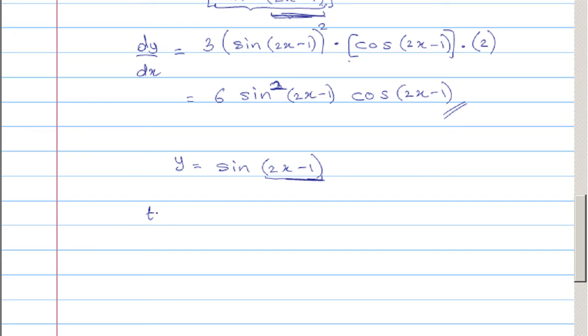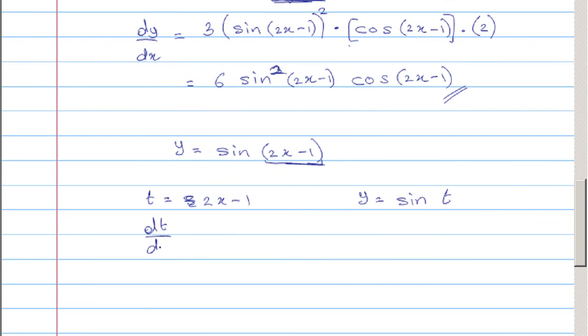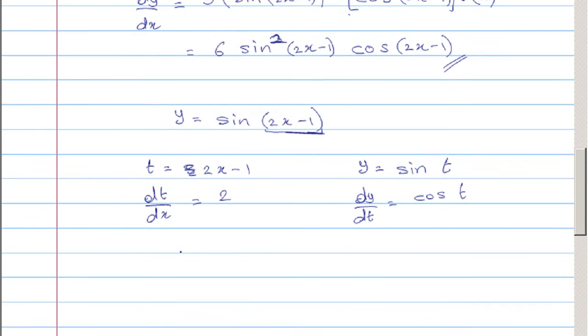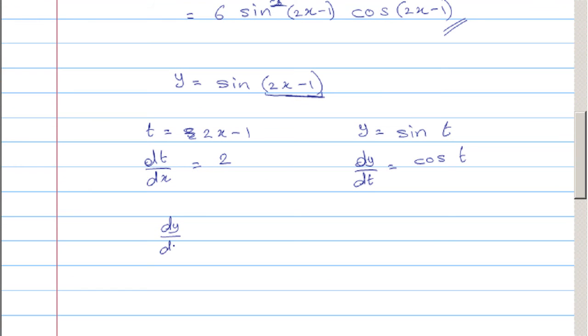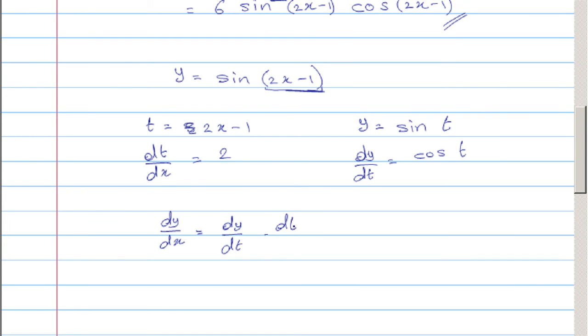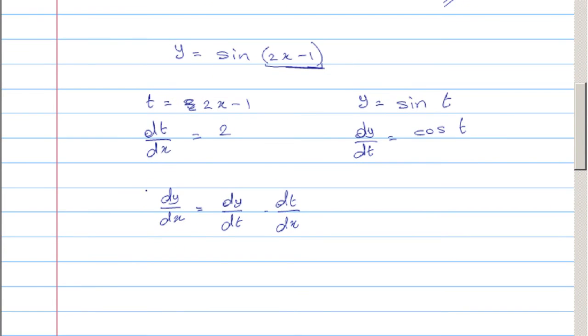So in this case, I might say let t equal 2x − 1, in which case y will be equal to sine of t. So here dt over dx will be equal to 2, and dy over dt will be equal to cos t. And then using the chain rule, we get dy over dx equals dy over dt times dt over dx. And you should probably know this chain rule by now if you watched the first couple of videos on the chain rule. Now dy over dt is equal to cos t.